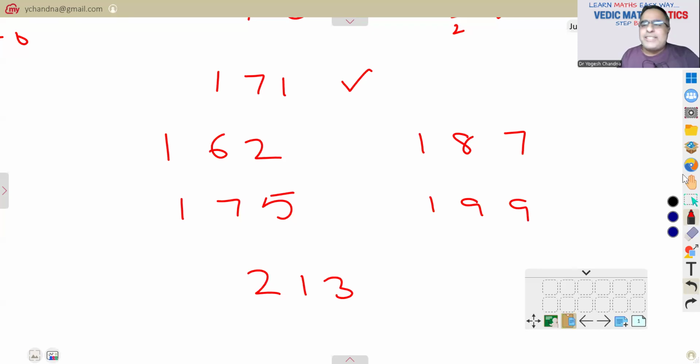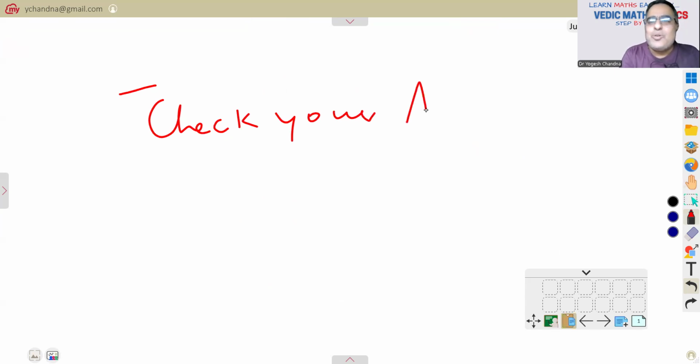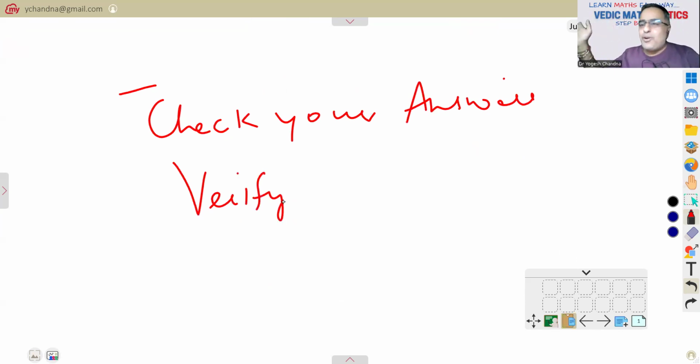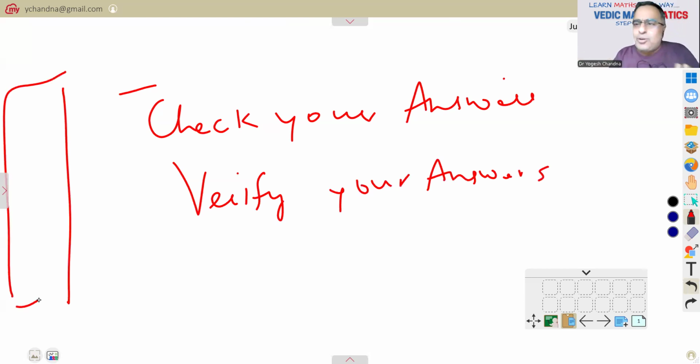See, the question is very simple. Rough sheet is given to you and they say one phrase: check your answers, or verify your answers. This is what your teacher might have said when you were in class 1, 2, 3, 4, 5, 6, 7, 8. Even in classwork, you make a rough column in the sheet where you do calculations.